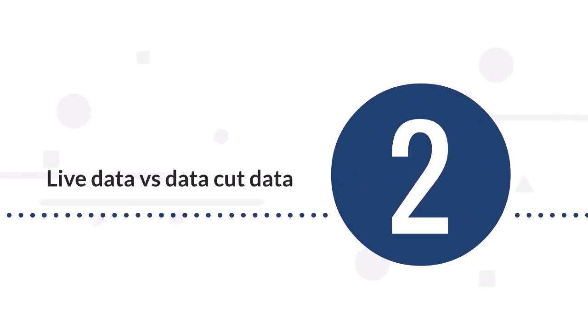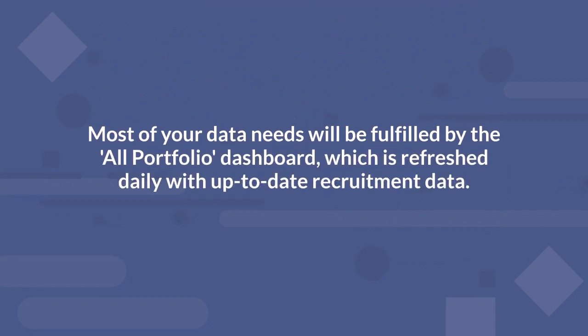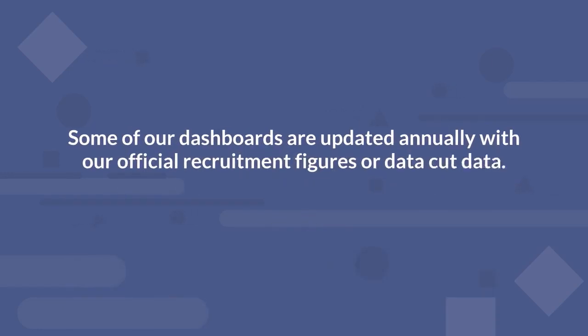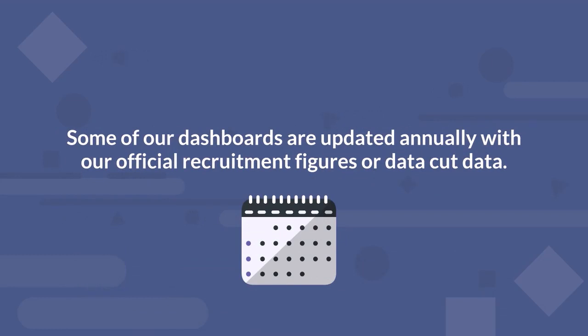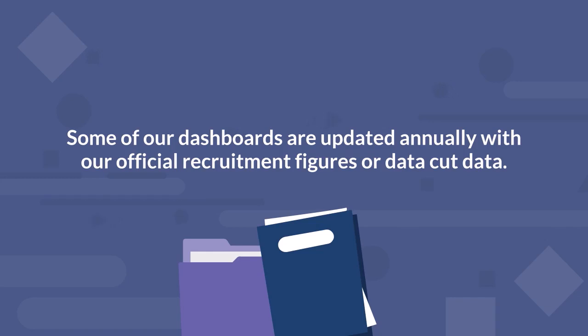Live data versus data cut data. Most of your data needs will be fulfilled by the All Portfolio dashboard, which is refreshed daily with up-to-date recruitment data. We call this a live data dashboard because the data contained within this dashboard changes day to day. Some of our dashboards are updated annually with our official recruitment figures or data cut data. Data cut data is a snapshot of the data we take at the end of a year, which we use in official reports and publications.